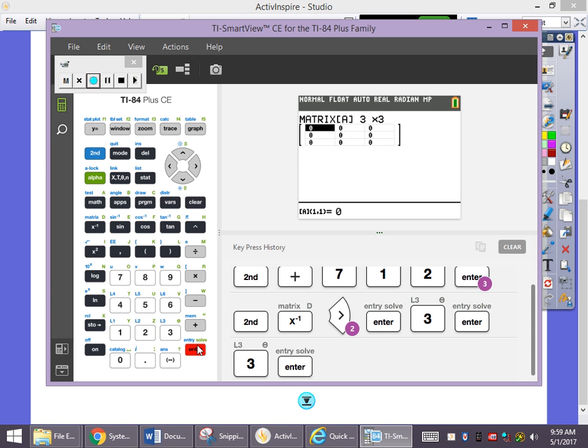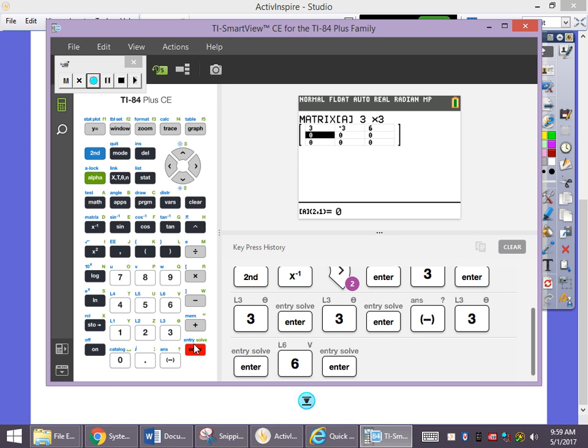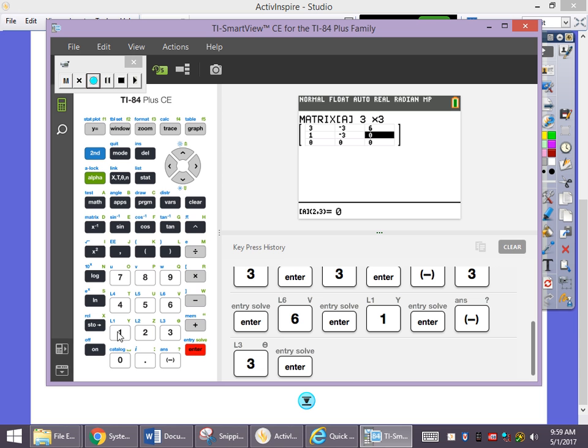So it gives me this lovely 9-piece chart. Okay? And we're going to type in the numbers. So what is the first number? So it goes across the row. So 3, enter. Negative 3, enter. 6, enter. The next equation, 1, enter. Negative 3, enter, and 10, correct?